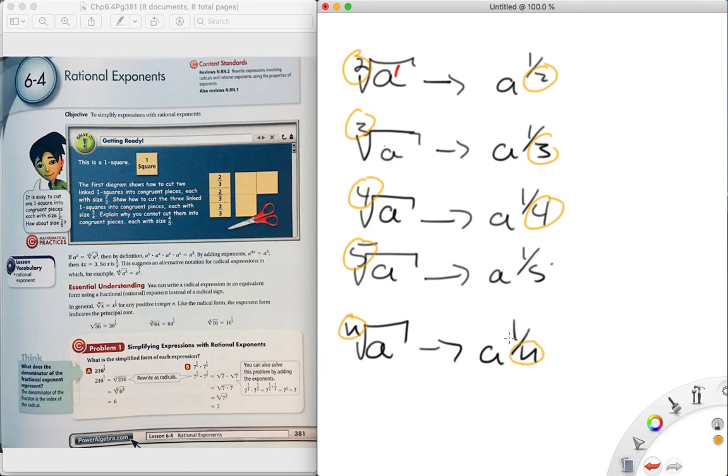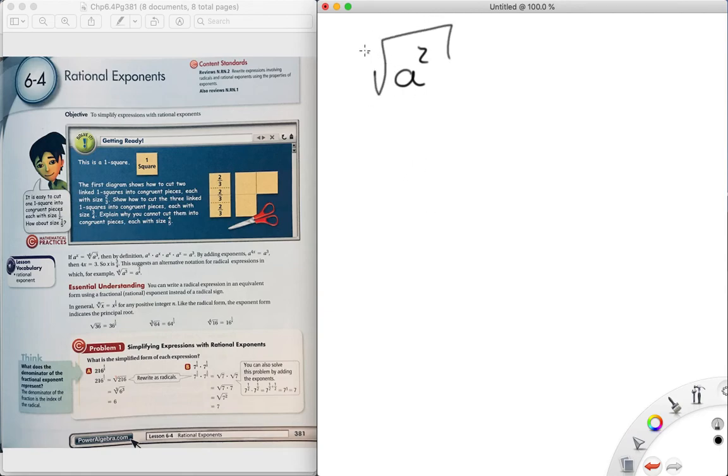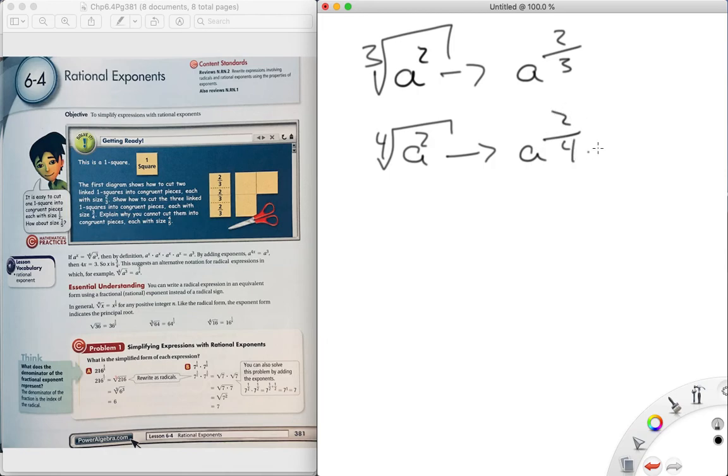Okay, so let's take that a step further. And let's say that we had a squared. And let's say I wanted to cube root it. So we still have a in the denominator of 3. So instead of it being a 1, it would be a 2. Let's say we had a squared to the 4th root. Again, a is still in the denominator, but now we have a 2. Now this could be simplified, and we could call it a to the 1/2, which is still the square root. That's still possible.